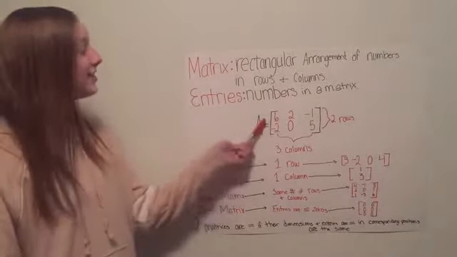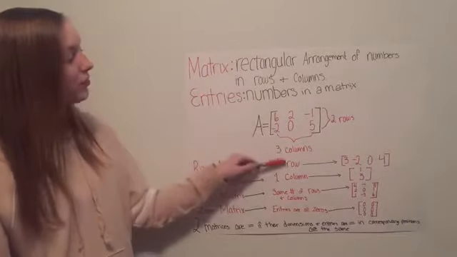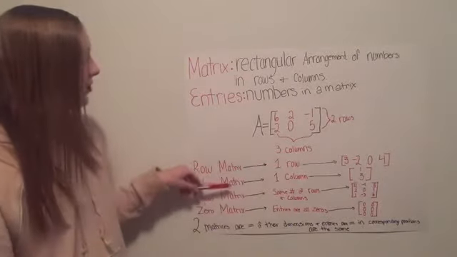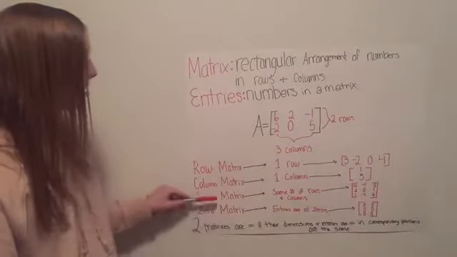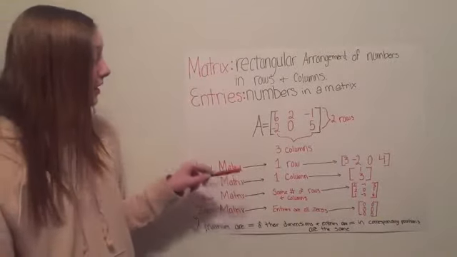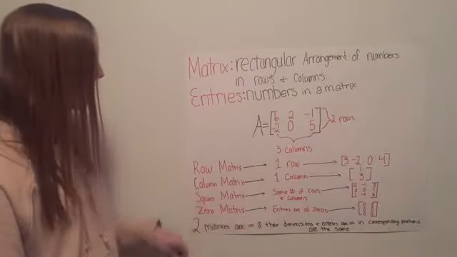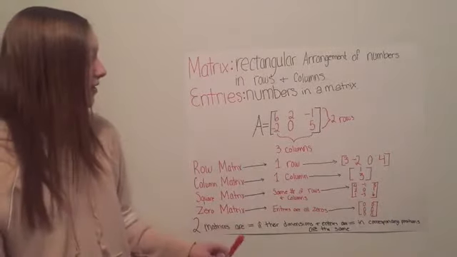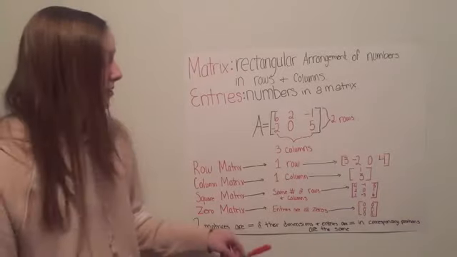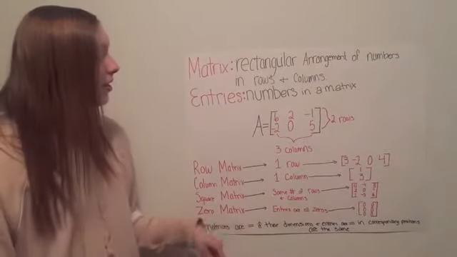There are different types of matrices. There's a row matrix, which is 1 row. There's a column matrix, that is 1 column. There's a square matrix that has the same number of rows and columns. There's a zero matrix where all the entries are zeros. Two matrices are equal if their dimensions and entries are equal, and corresponding positions are the same.